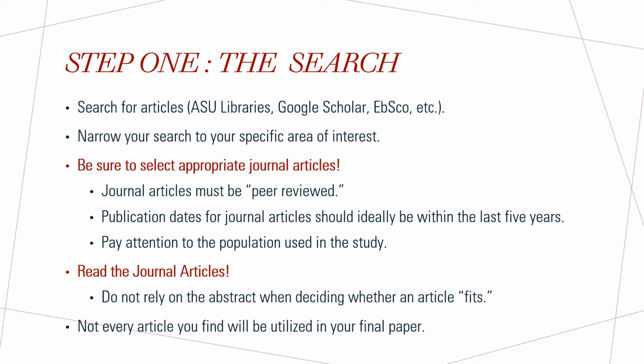The first step is searching for journal articles that relate to your research topic. You can do this online through the ASU Library's website, Google Scholar, EBSCO, or another database. When deciding upon search terms, you need to enter very specific keywords related to your topic. For example, if your identified research topic is counseling women, that is a very broad topic. You will need to narrow down your inquiry to a specific aspect of counseling women, like what strategies and interventions are most effective in counseling women.